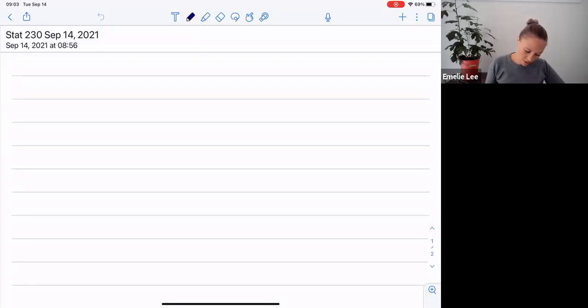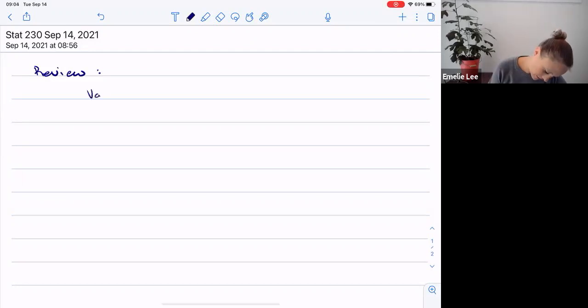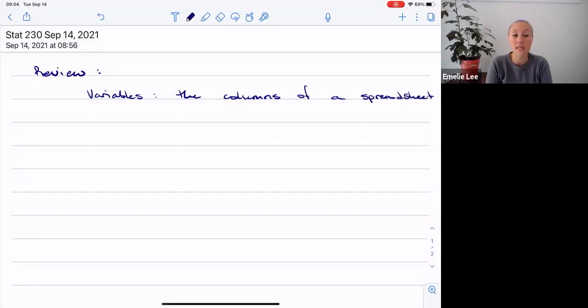Okay, so as a quick review from last day, we talked about variables. Variables are the columns of a spreadsheet. That's not, you know, the definition, but that's the easiest way to think about them. So you've got a spreadsheet and you've got the columns in the spreadsheet.